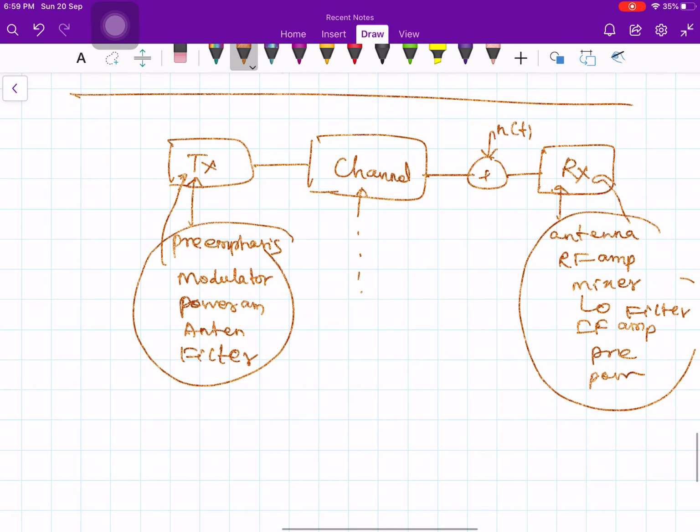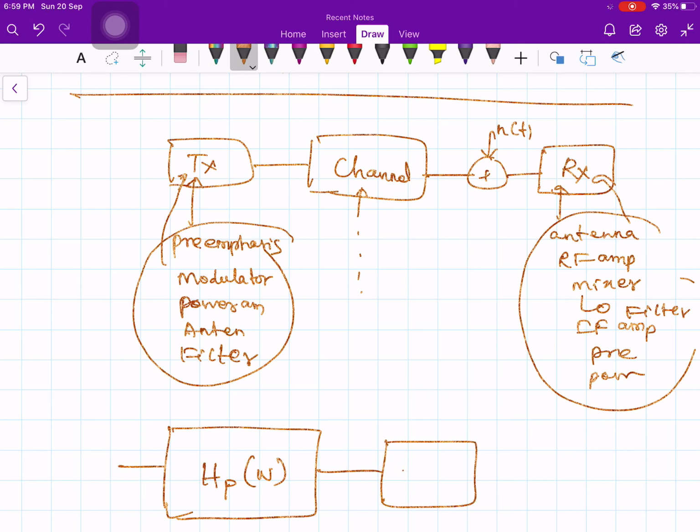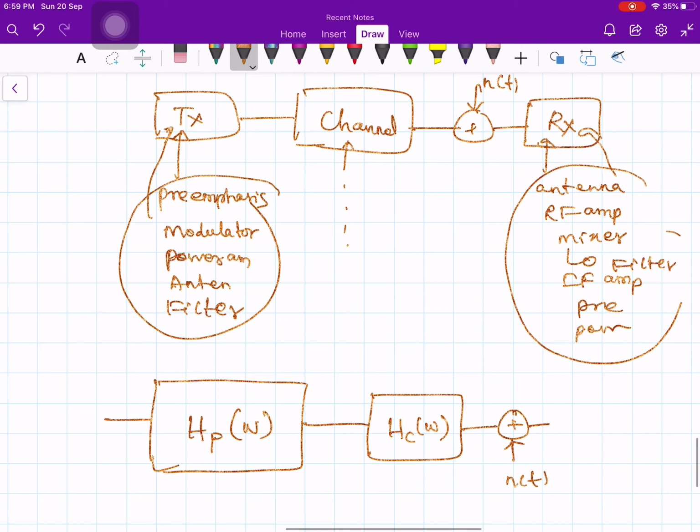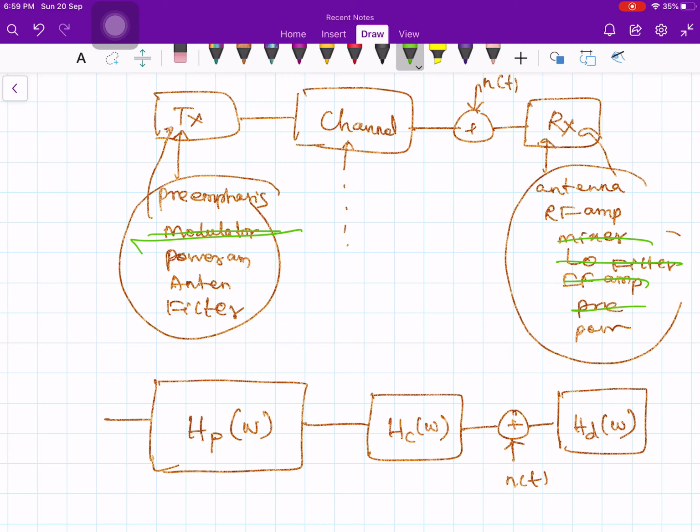Now I will model this transmitter by a filter. Let me denote that filter by hp of omega, and the channel again let me model by hc of omega, some kind of filter operation. Then noise n of t is added here, and the receiver let me denote by hd of omega. In baseband communication there is no modulation, so this modulator is not there, and here also there is no demodulator or local oscillator; these are all not there in the baseband communication system.